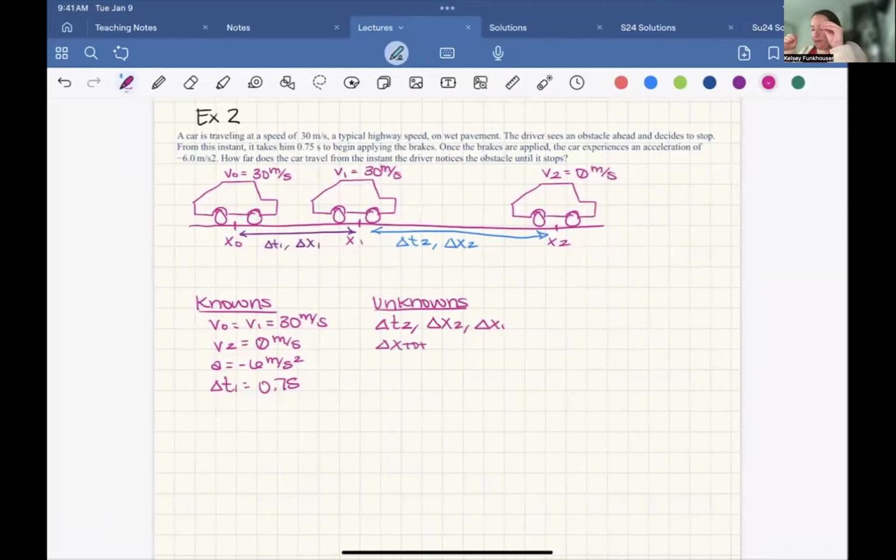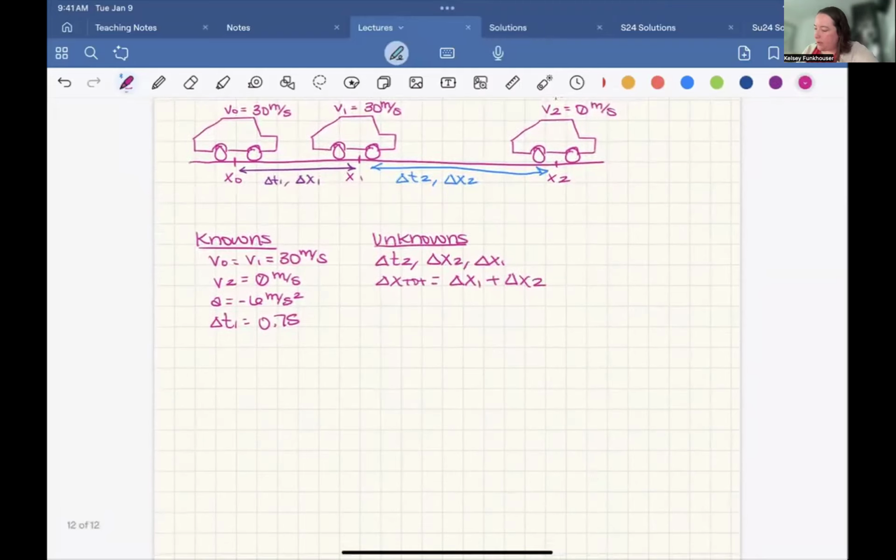Because we're asked from the moment that they see the obstacle ahead to when they're actually stopped. So that includes the 3/4 of a second of processing time the person needs to actually put on the brake. So that's going to be displacement 1 plus displacement 2. Yeah, we have those areas labeled. I think we are good for now. Oh, I can add that the total displacement is delta X total.